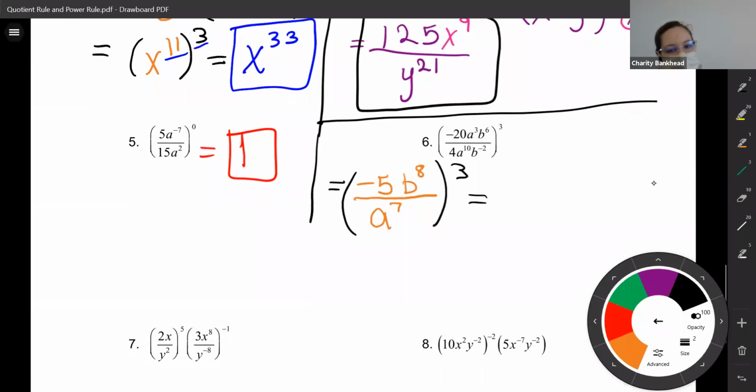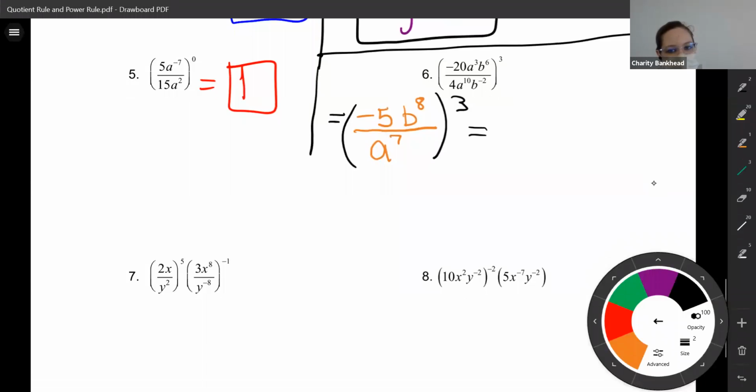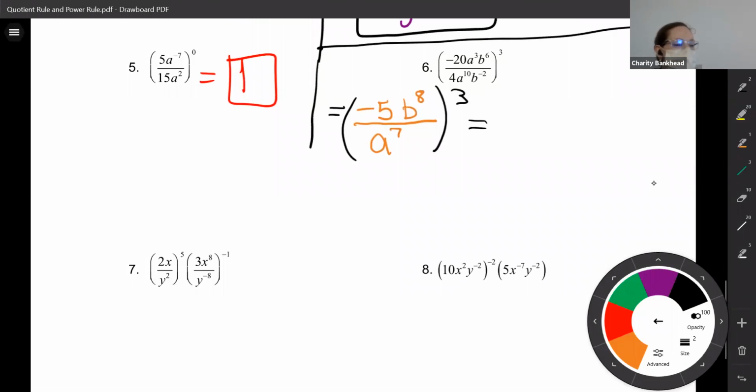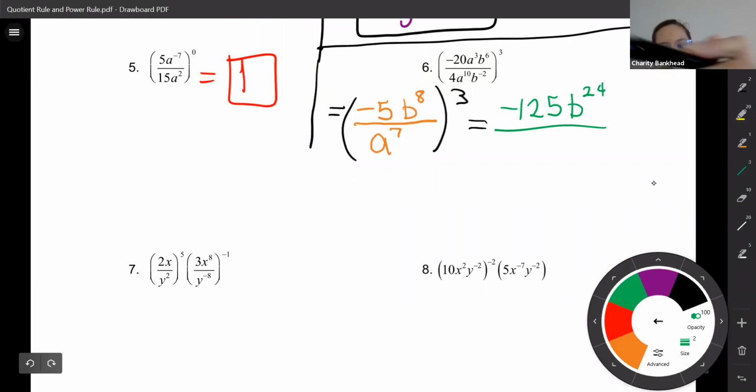All right, so negative 5 raised to the power of 3. 3 is an odd exponent, so that answer is still going to be negative. So that's going to be negative 125. And then 8 times 3 is 24, so that's b to the power of 24, over 7 times 3 is 21, so that's a to the power of 21.